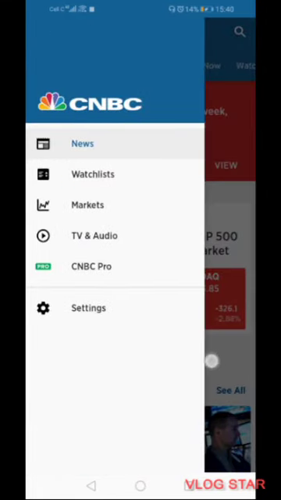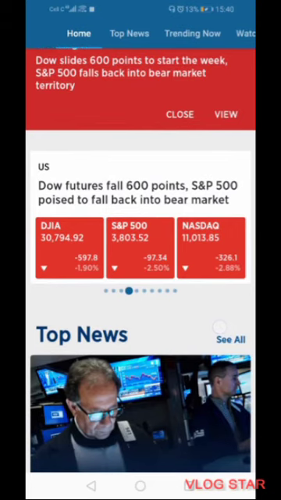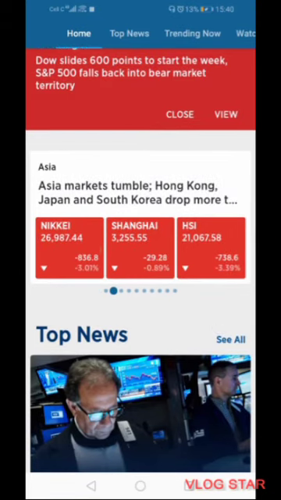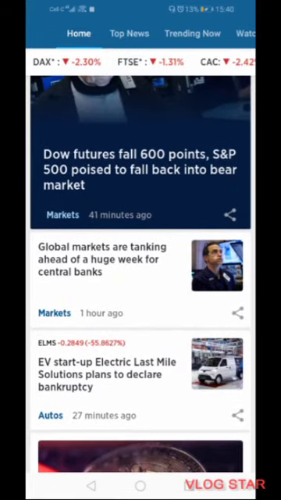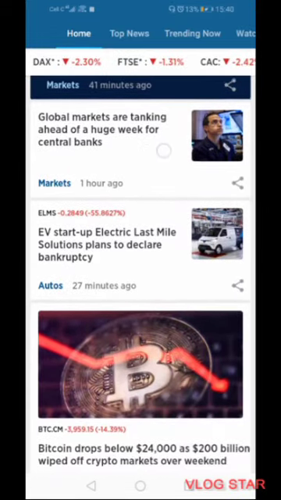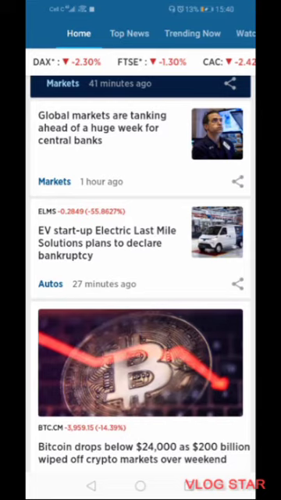even with this, as you can see, everything is just crashing. It's crashing across the board, right? This is just based on the news. This is just today's news. But yeah, there you see here. Look at this headline here. Global markets are tanking ahead of a huge week for central banks. So you can see a lot of things are tanking.